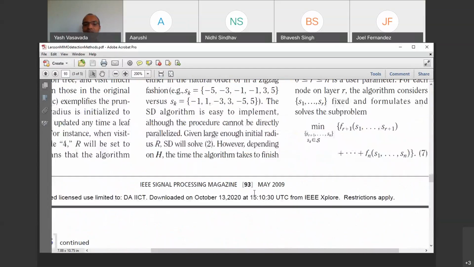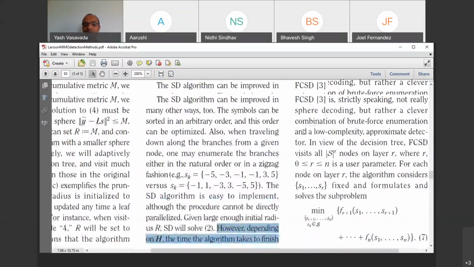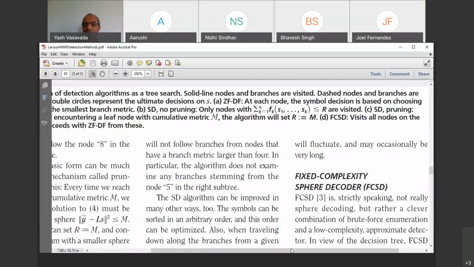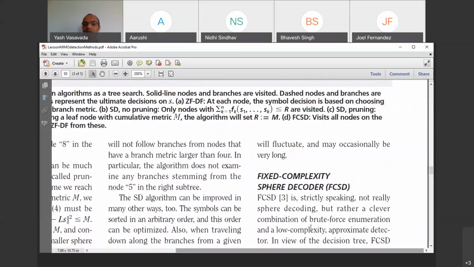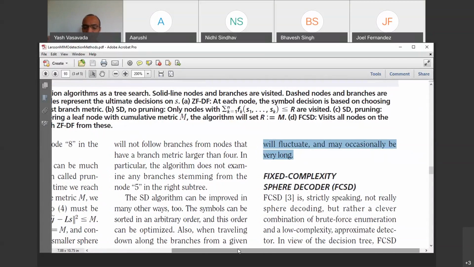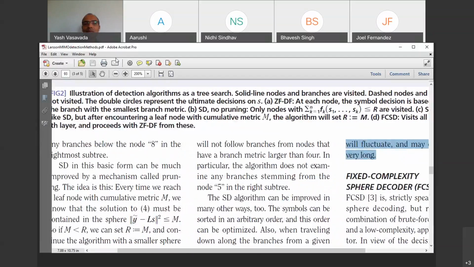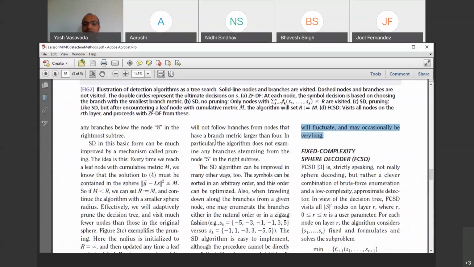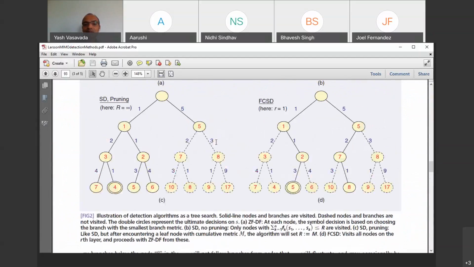The problem is that depending on H, the time the algorithm, meaning this sphere decoding algorithm, takes to finish will fluctuate. For some H, we may get lucky and the sphere decoding will be very quick because it kind of isolates the right subtree very efficiently. But you can probably imagine other cases where it may not be able to isolate the subtree very efficiently.